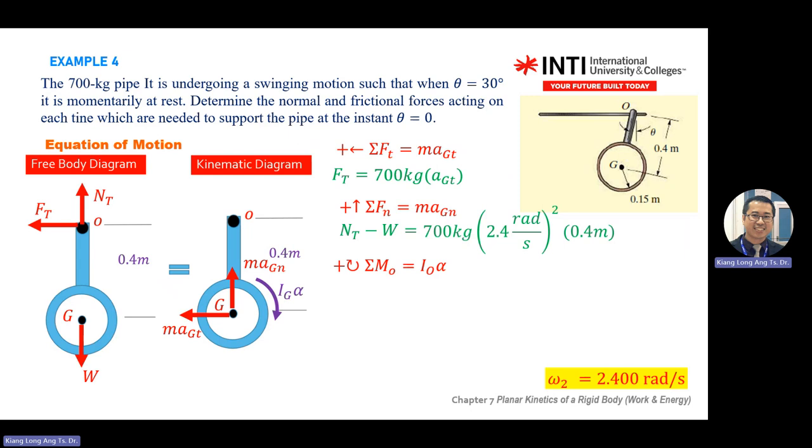So F_T equal to 700. F_T, this side refers to the free body diagram. m a refers to this diagram. Okay, so normal force also, N_T minus W, m a_G normal direction refers to here. And transform your a_N. Your a_N equal to omega squared r. Just now you defined omega, so use the omega value.